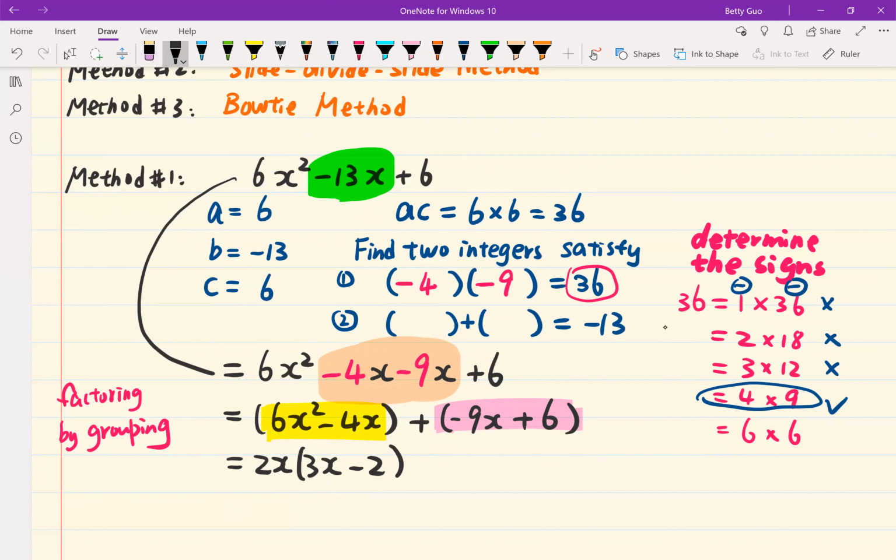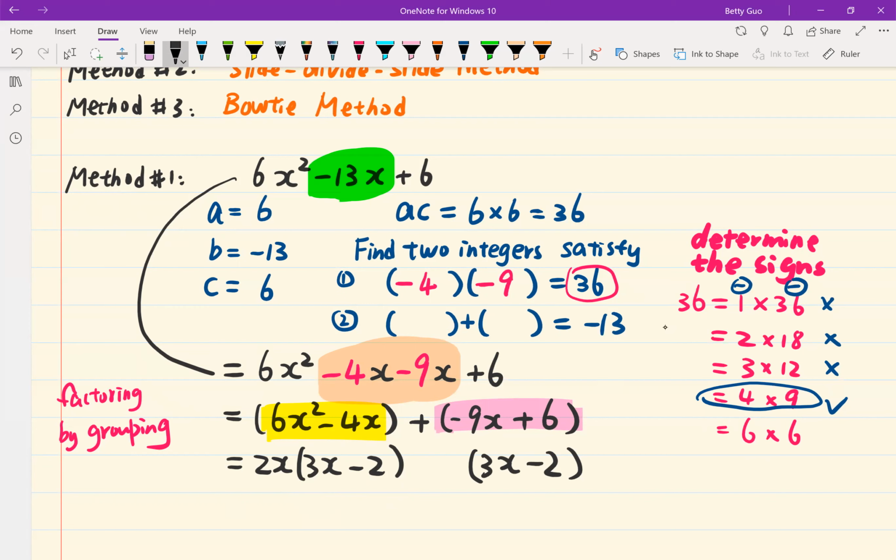a quantity from the pink group such that the parentheses would have a binomial that is exactly the binomial inside the first parenthesis, right? So we want the second group, the pink group, after we factor out the GCF, to have the same binomial inside the parentheses. We want a 3x minus 2 inside the parentheses. Then which number should we factor out?